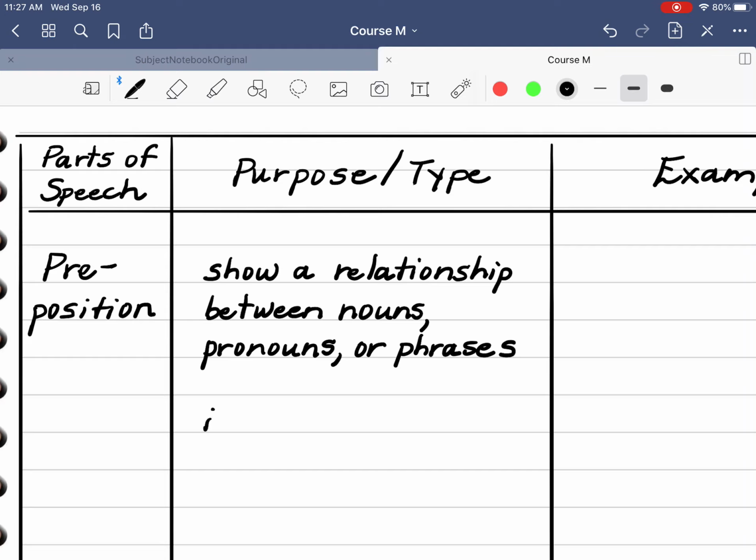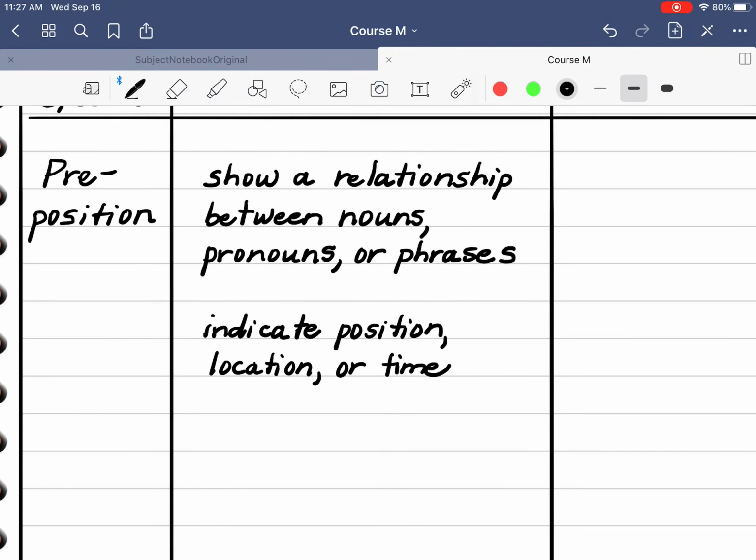They indicate position, location, or time. And prepositions often begin prepositional phrases.